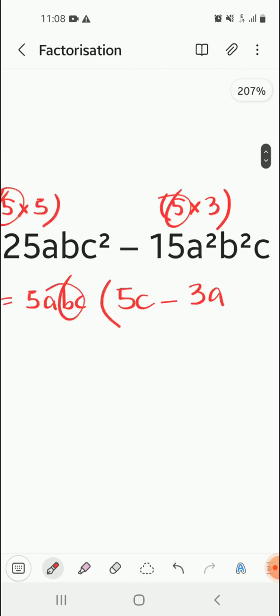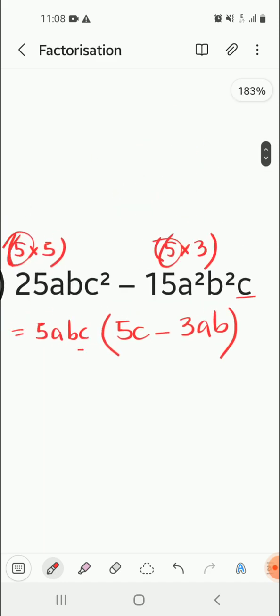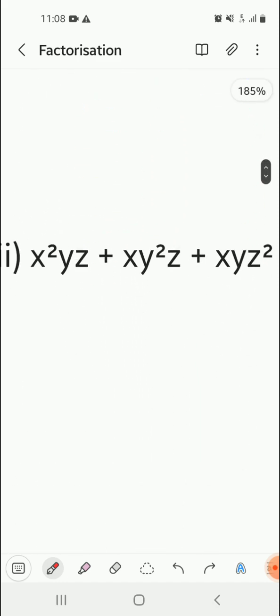Again, here there is only b and here there is b square. So we are going to write b. And c is already given. It's common for both, so we do not need to write anything more. Moving on to 3 number 2.